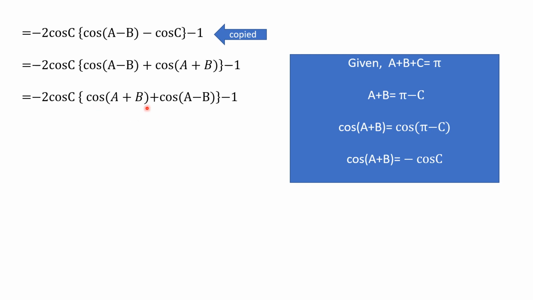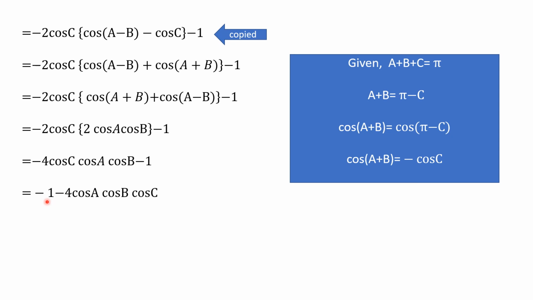Now we know this is the formula of 2 cos a into cos b. Then we will open the bracket to get minus 4 cos c into cos a into cos b minus 1. After some rearrangement, we will get minus 1 minus 4 cos a cos b cos c, which is equal to right hand side proved. I hope this is also clear to you.